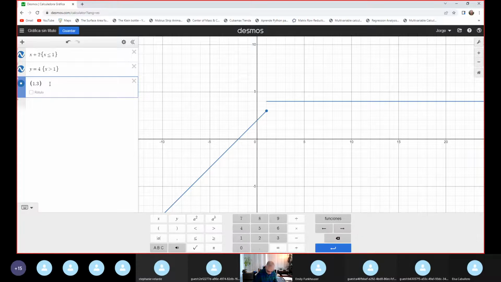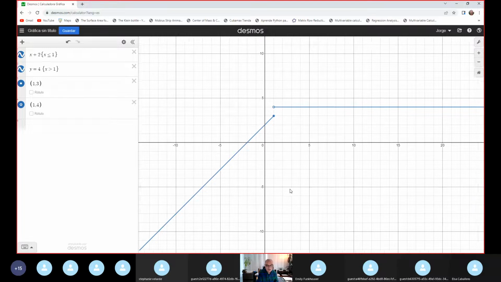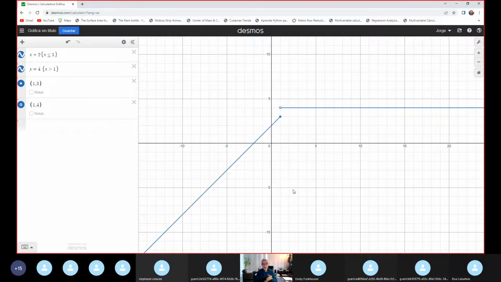And we have another point, which is the point (1,4), no? (1,4). Okay. (1,4) again, blue color, no purple color, blue color, because it belongs to the same function. But the style is open. And this is a fantastic answer for this. Do you think it's super easy? Do you like it?